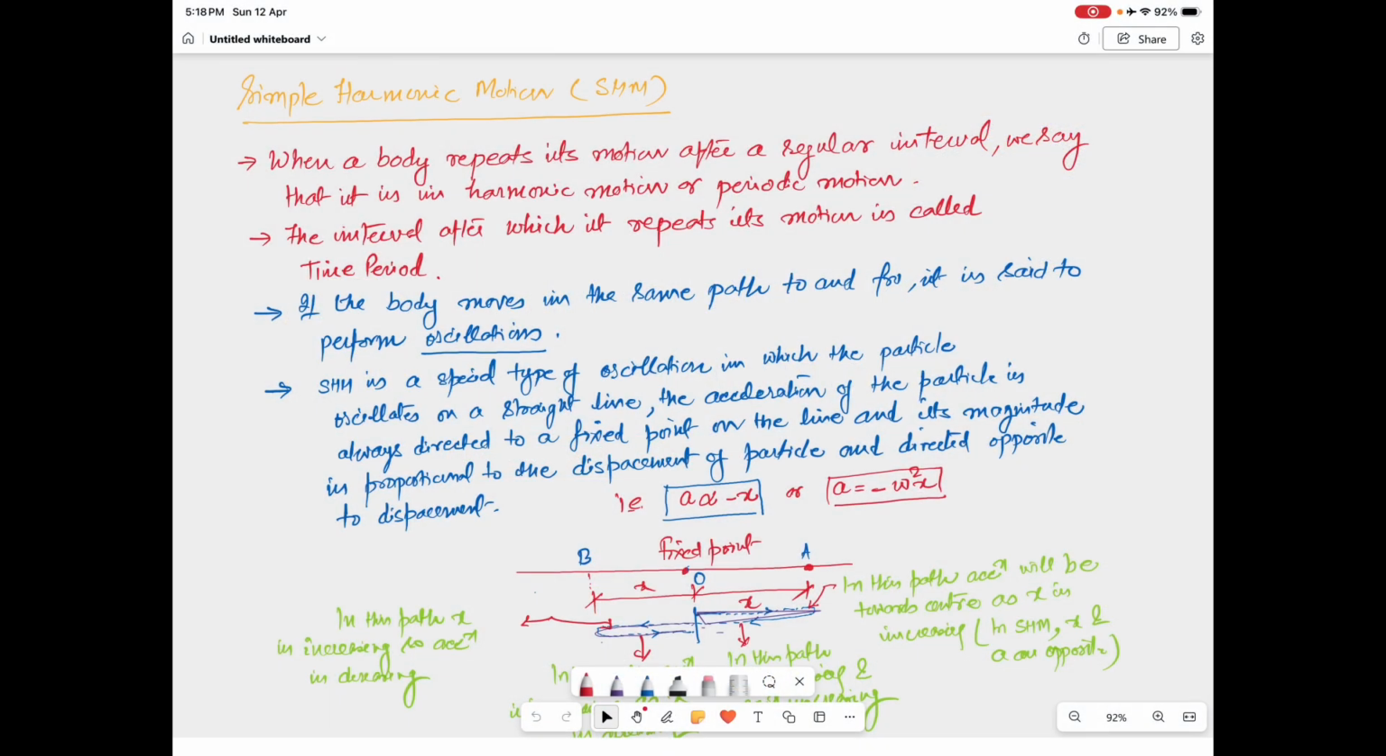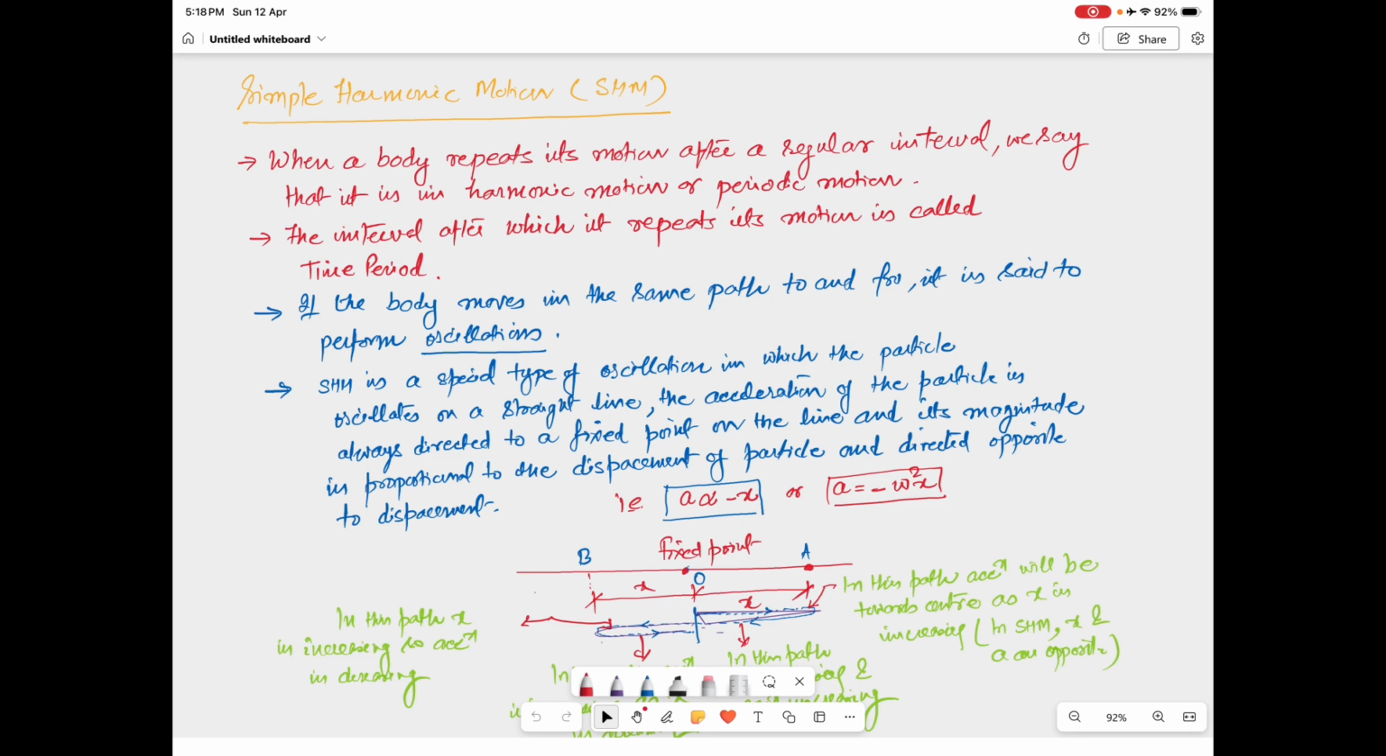Students, in this video I will talk about simple harmonic motion. So let us start. When a body repeats its motion after a regular interval, we say that it is in harmonic motion or a periodic motion. You would all be knowing about periodic motion: if a motion repeats itself, we call it a periodic motion or a harmonic motion. The interval after which it repeats its motion is called the time period. That also would be clear to all of you.